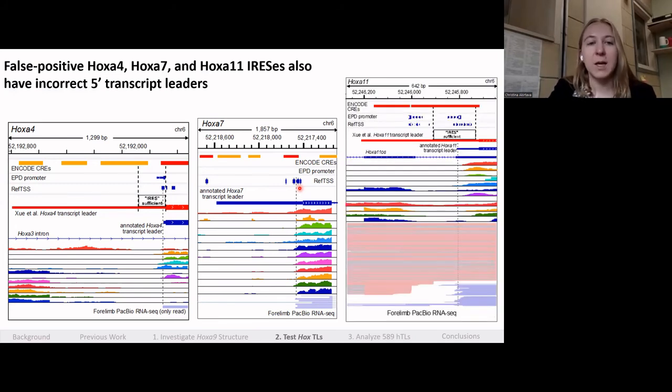And HOXA11, which was also annotated in the Zhu et al. paper, is also misannotated. Instead, there's RNA-seq coverage and transcription start site data, which would align with the annotated shorter HOXA11 transcript leader.